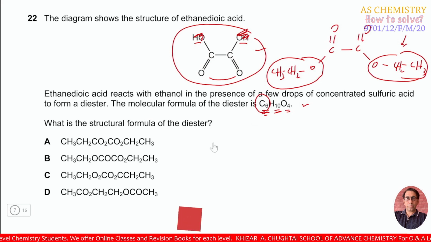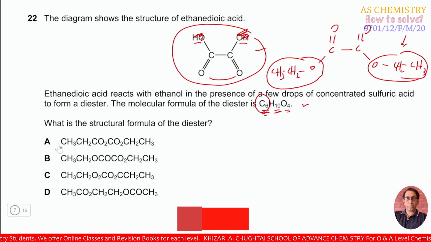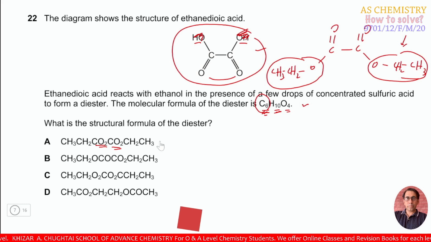What is the formula of the diester? Here it is, and you can compare it with the 4 options, A, B, C, D. Which one is the correct option? Let me check it over here. CO2. No, it's not the correct one.